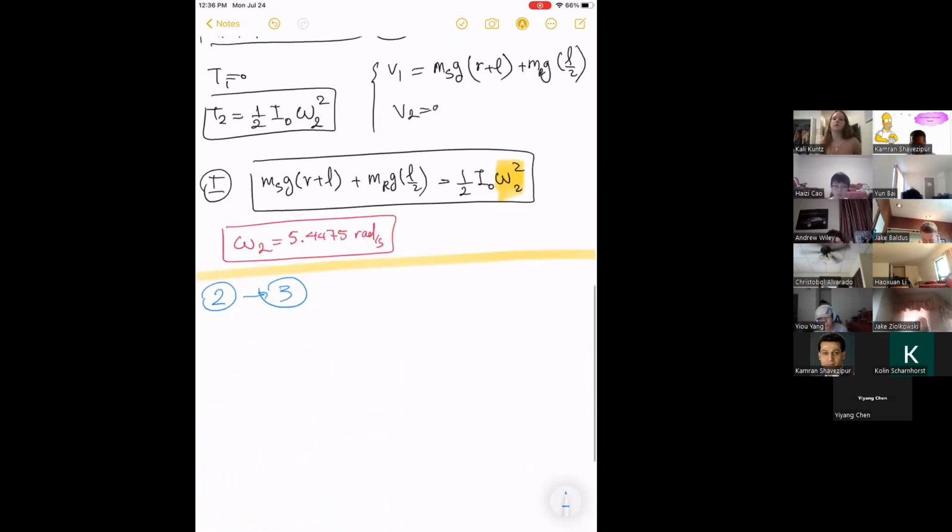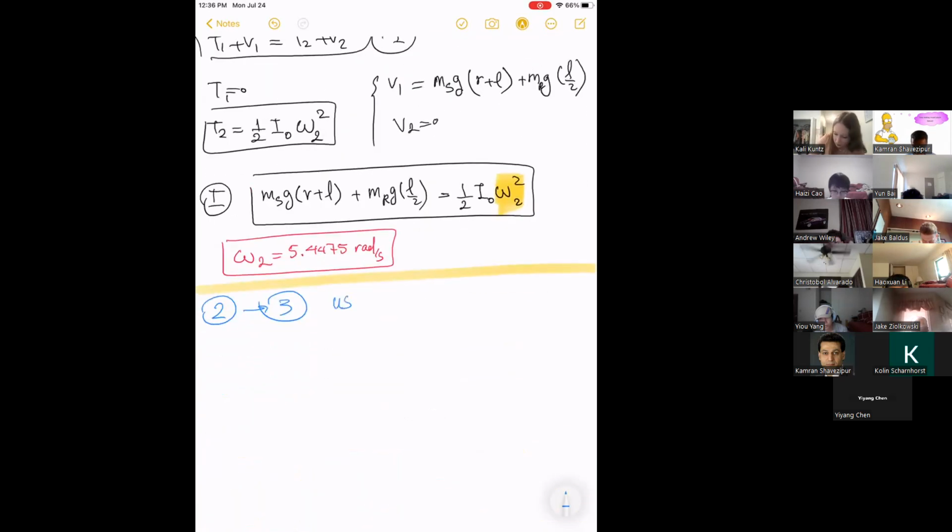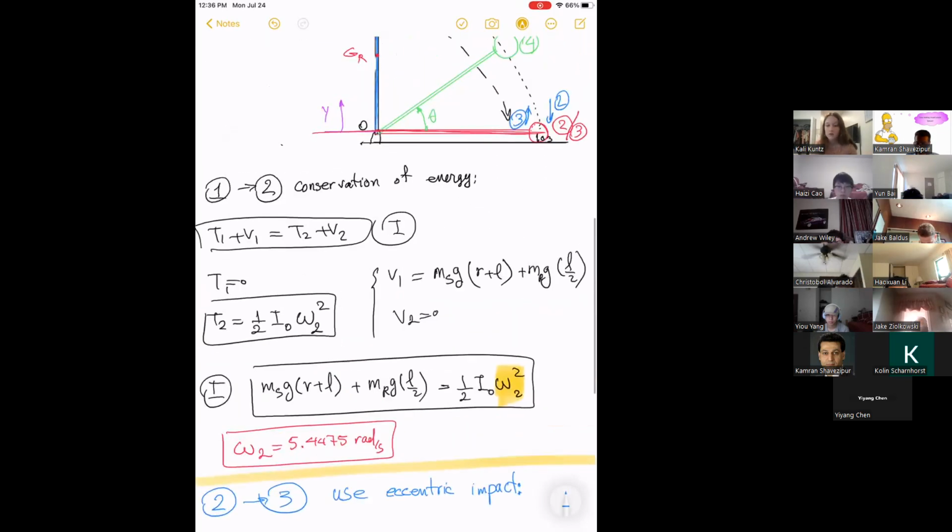So between 2 and 3, because it is an eccentric impact, we're going to use eccentric impact. Now, something interesting. You remember for the particles, I said when you have one of the objects as ground, you cannot really use the conservation of momentum because you don't have the mass of the ground, right? The velocity, but the good thing is ground doesn't move, so the velocity before and after is 0.